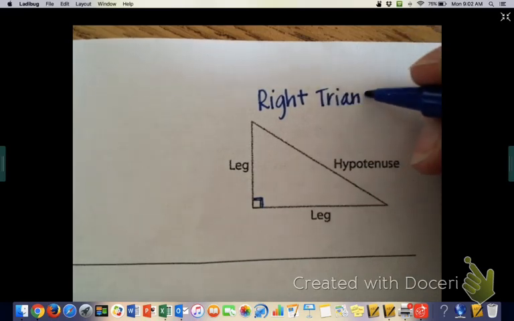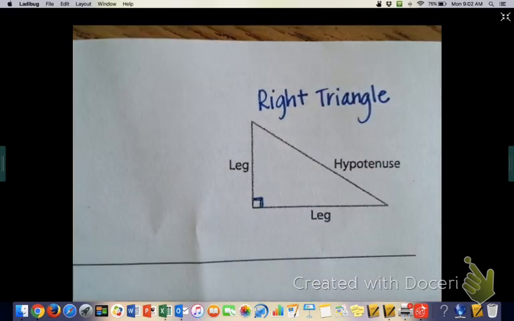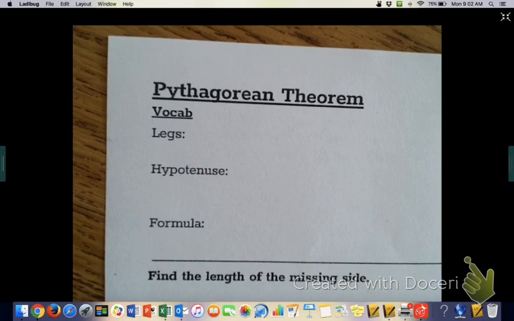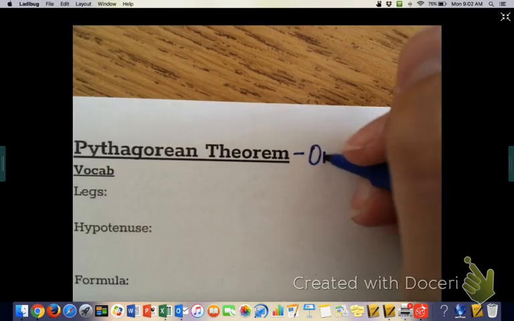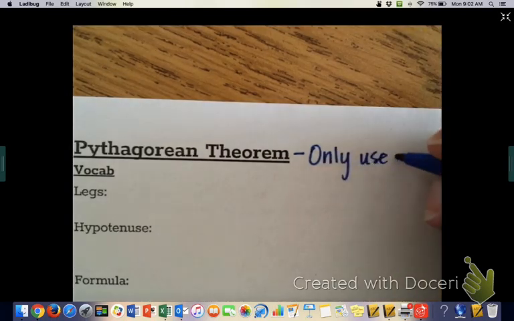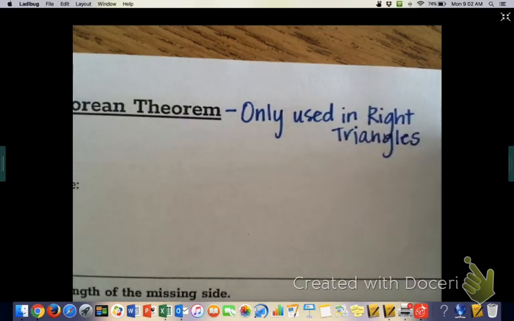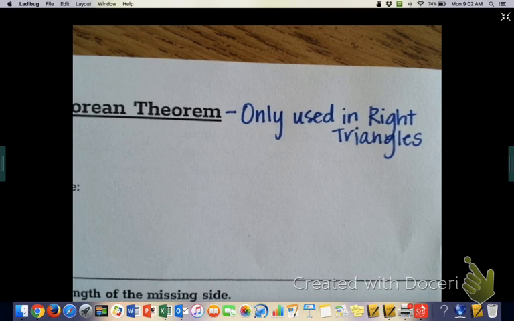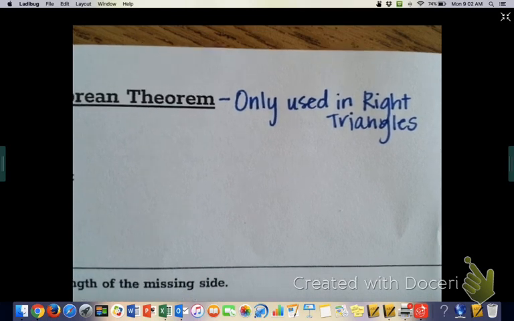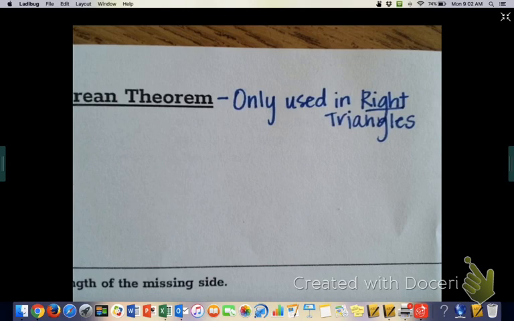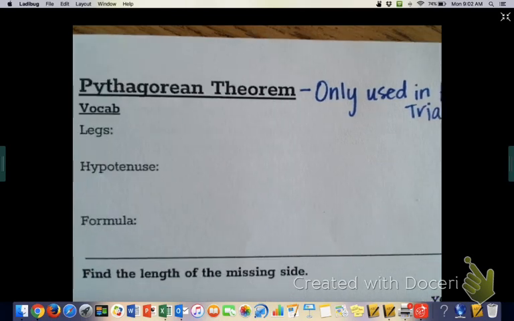Just a quick review, right triangles have one right angle, and that's what makes it a right triangle, and the Pythagorean theorem is only used in right triangles. So we're going to put that, only used in right triangles. It's not used in acute triangles or obtuse triangles or anything equilateral, nothing. Only in right triangles. So whenever you hear anything about a 90-degree angle in a triangle, they're probably trying to get you to think about the Pythagorean theorem.